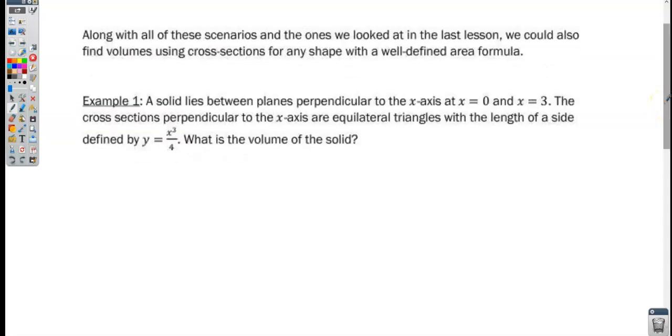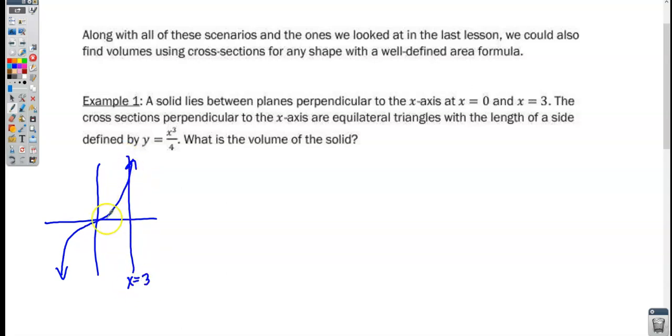A solid lies between planes perpendicular to the x-axis at x equals 0 and x equals 3. The cross-sections perpendicular to the x-axis are equilateral triangles with the length of a side defined by y equals x cubed over 4. What's the volume of the solid? So we've got y equals x cubed over 4, whatever that looks like, between x equals 0 and x equals 3. Quick rough sketch. So our solid looks like this.